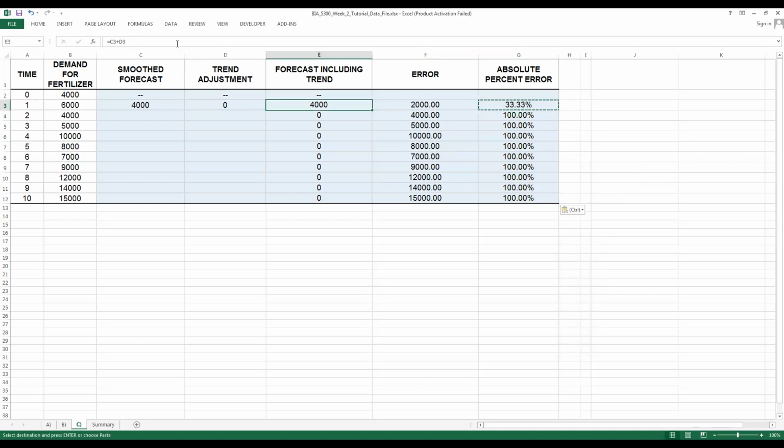Right, I'll give you a sec to catch up. So the 4,000 and the 0 were our starting values. The FIT is always going to be smoothed plus trend. The error is always going to be actual minus FIT. And the APE is going to be my error over actual, and then absolute value of that. And then once you're caught up with that, we can go on to making our new smoothed forecasts and our new trend adjustments.